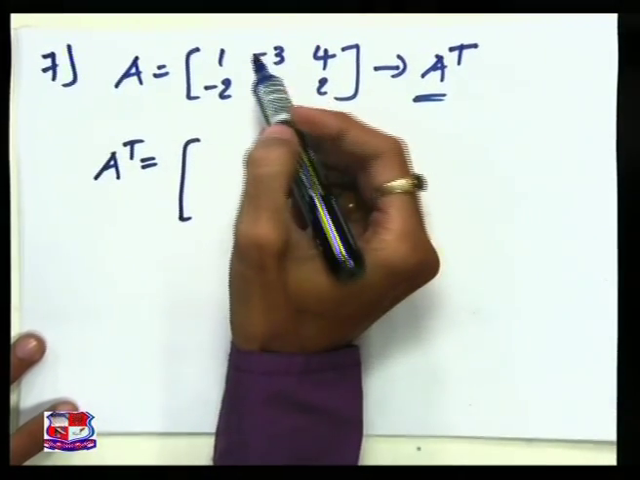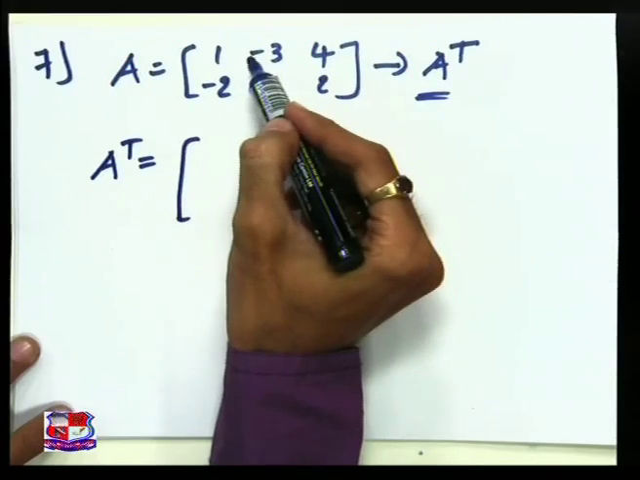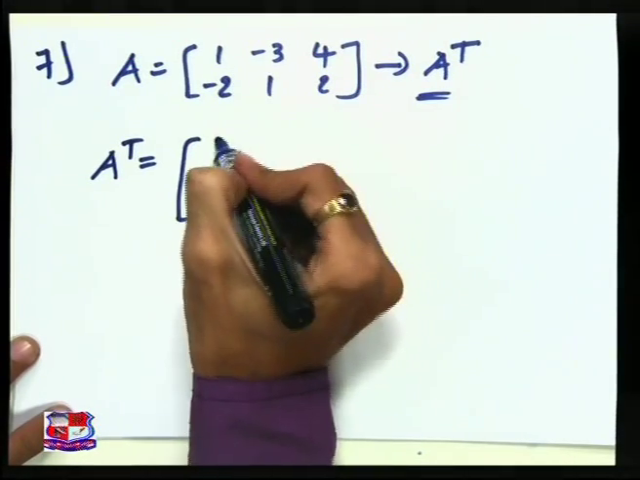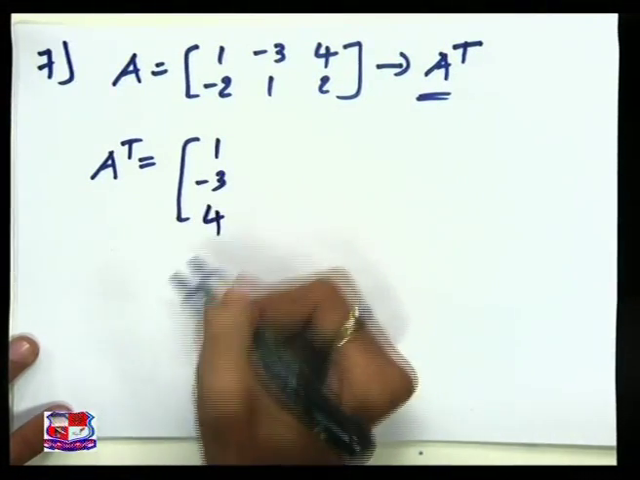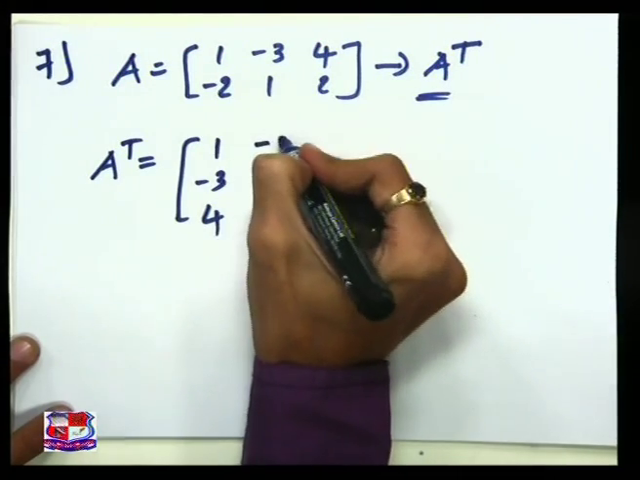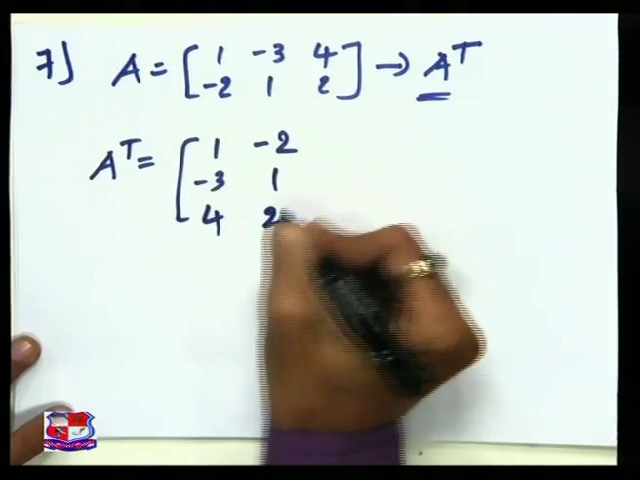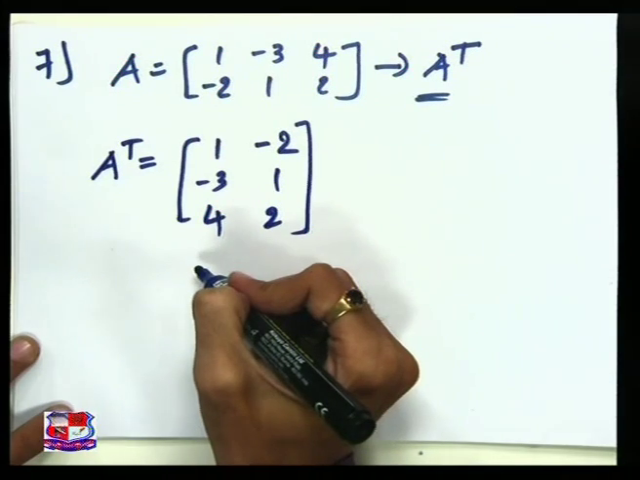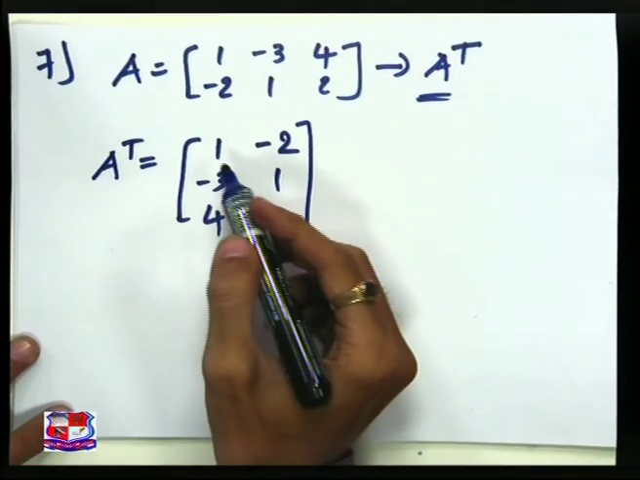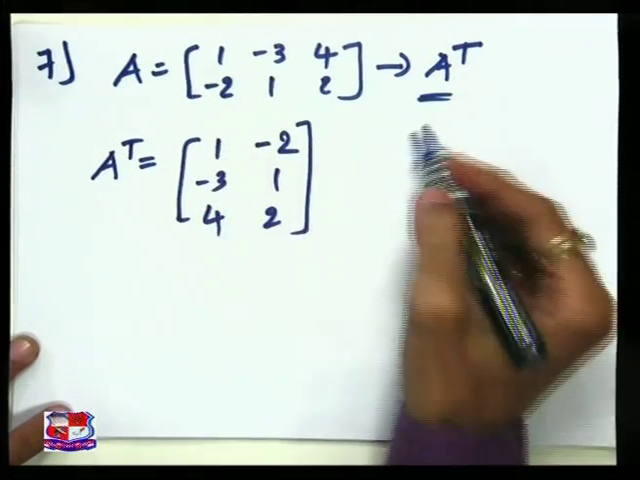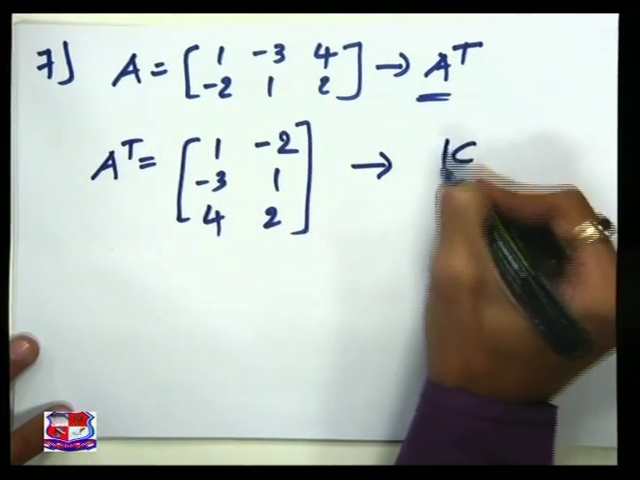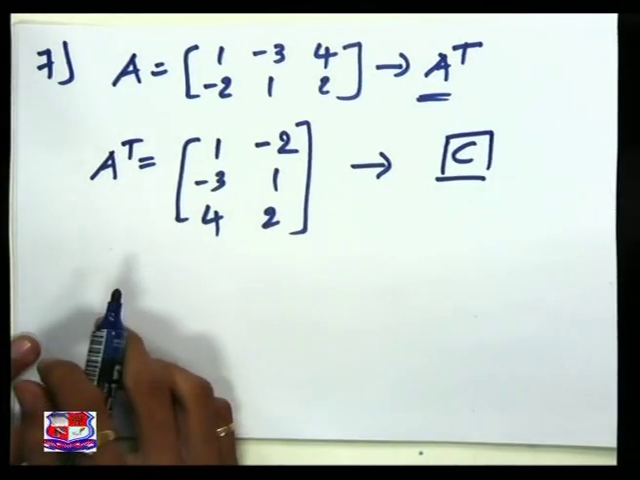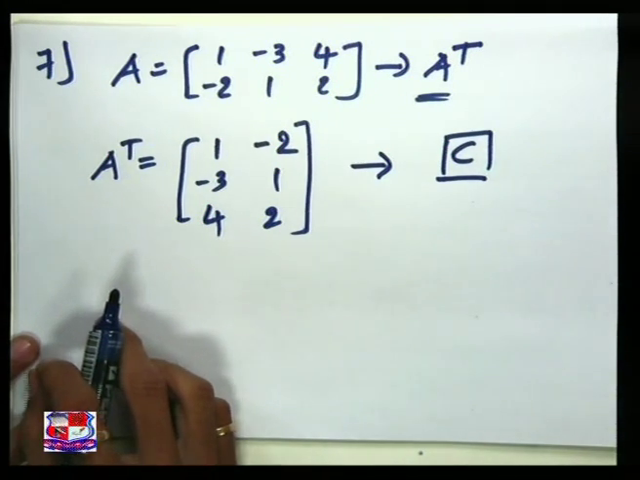This is the first column, the first row of this matrix, that will be 1 minus 3 4, so 1 minus 3 4, and this one is minus 2 1 2. So this is the transpose of A, and this answer is given in option C. So again our answer is C for the seventh one.